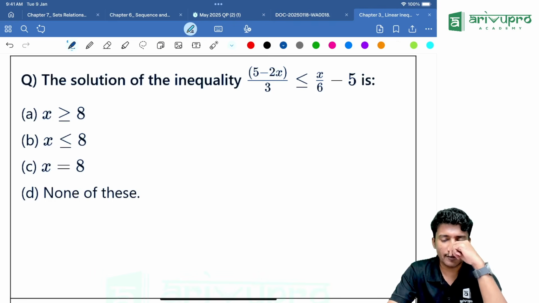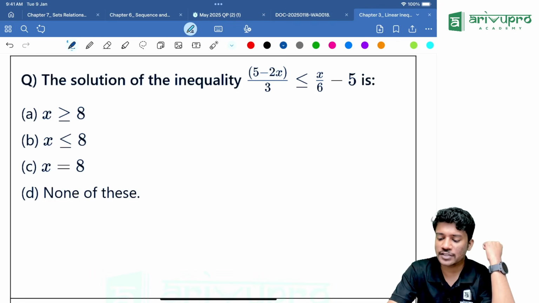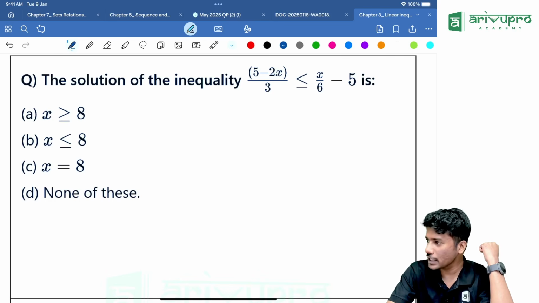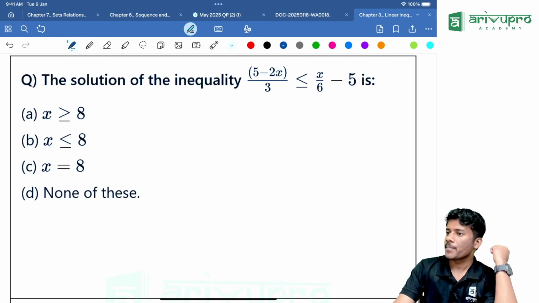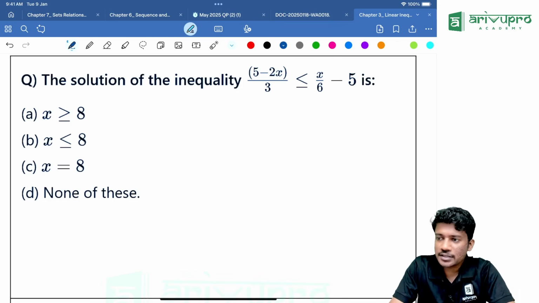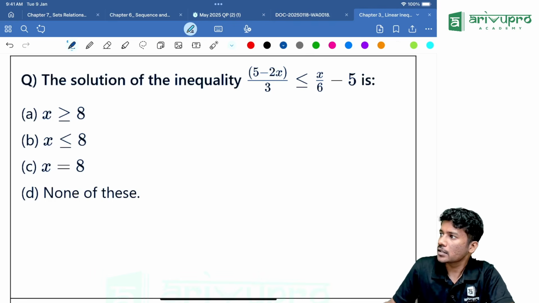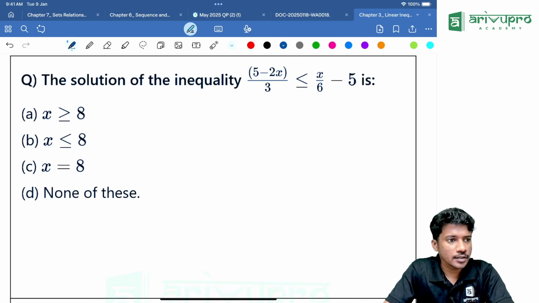5 minus 2x divided by 3 less than or equal to x minus 6 minus 5. What is the step? One person got the answer, two people got the answer. Option A, right answer. So what are we going to do first?